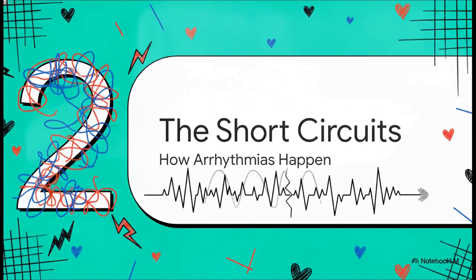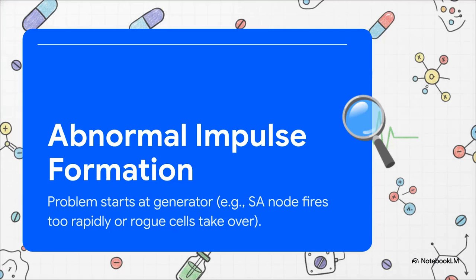Moving to section 2, the short circuits, how arrhythmias actually happen, because perfection is fragile, right? We are now going to look at what happens when this normal grid gets disrupted, causing the heart to be way too fast, too slow, or just erratic. So the first major glitch is abnormal impulse formation. This is when the problem starts directly at the power source itself. The pacemaker is the culprit.